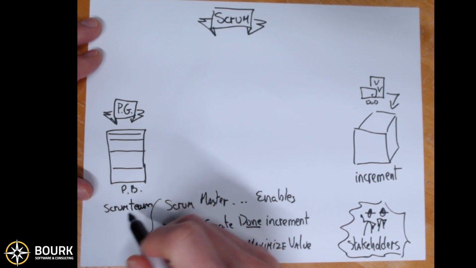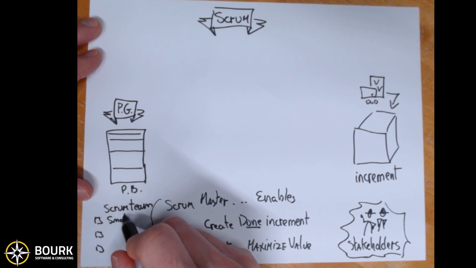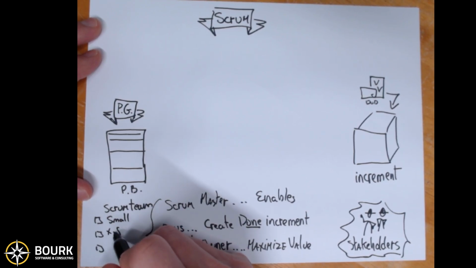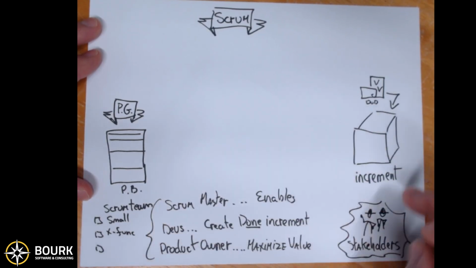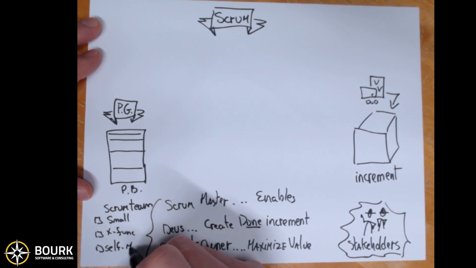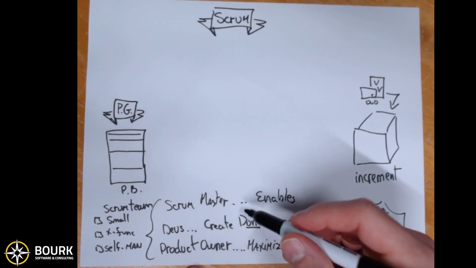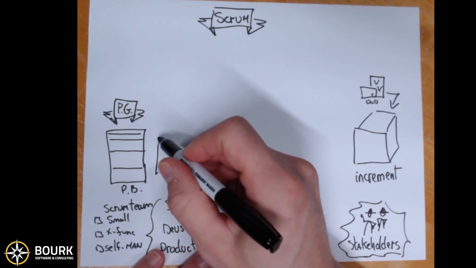The Scrum team has 3 characteristics. It's a small team. It's a team that is cross-functional, meaning that they have all the skill set to create the increment, and is a team that can make all decisions to make that increment. It's a team that is self-managed. So the team needs to go through different conversations.